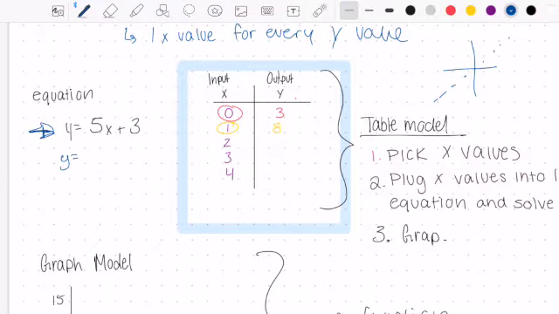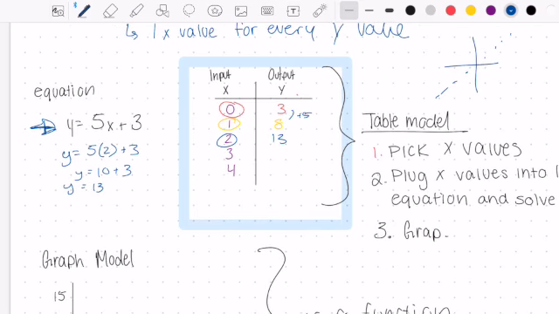Last one I'm going to do here just as a test is y equals 5 times 2 plus 3. So this is 10 plus 3, and then I'm going to be at 13 equals y. Okay, so I can see here that this has gone up by 5, and this has gone up by 5, and so my next one will also go up by 5, and it will be 18, and then this one will go up by 5, and it will be 23.